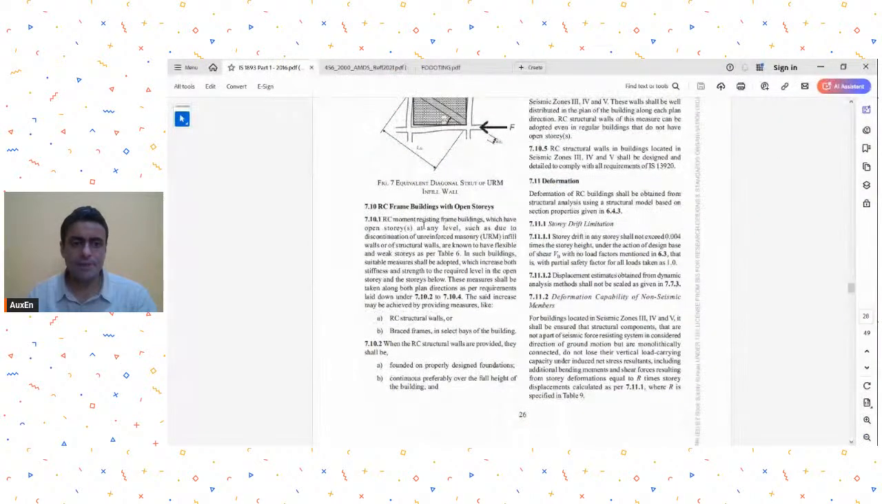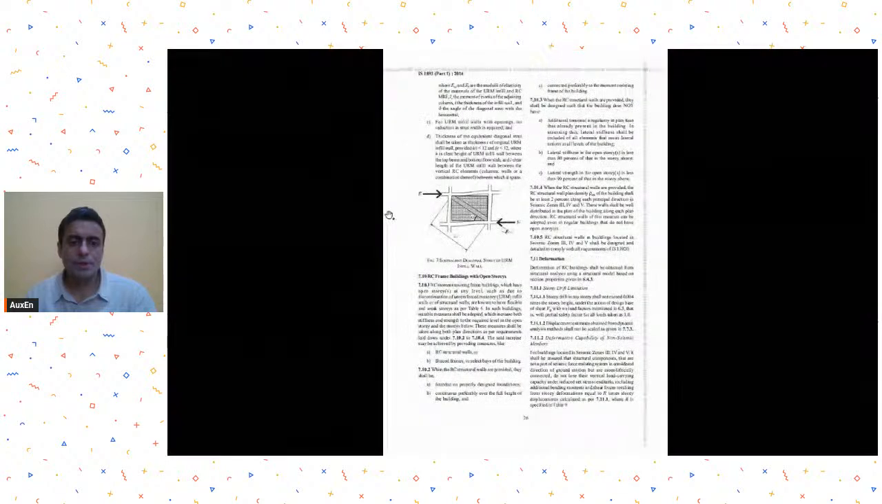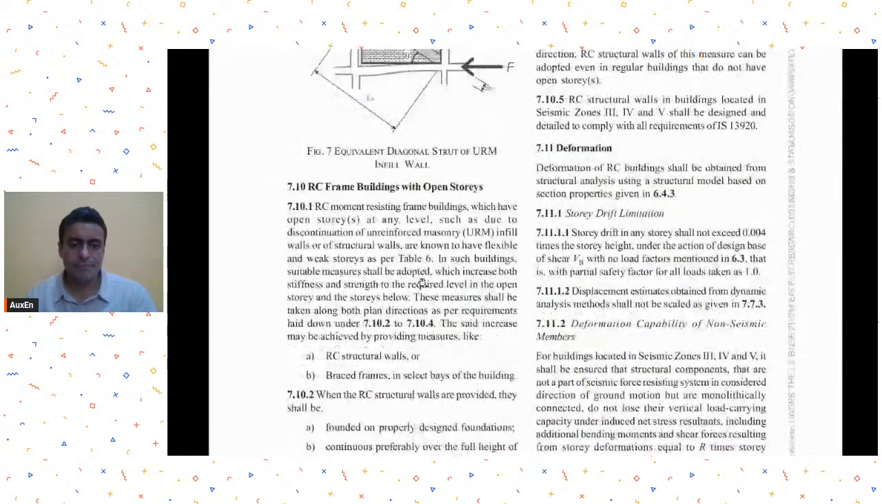I'll just go to 1893. I hope you are able to see it. So this section says RC frame buildings with open stories. Okay. So this is precisely what is being asked. So RC moment frame buildings which have open stories at any level.